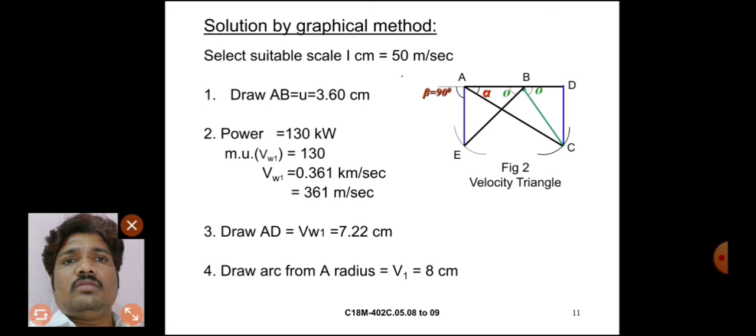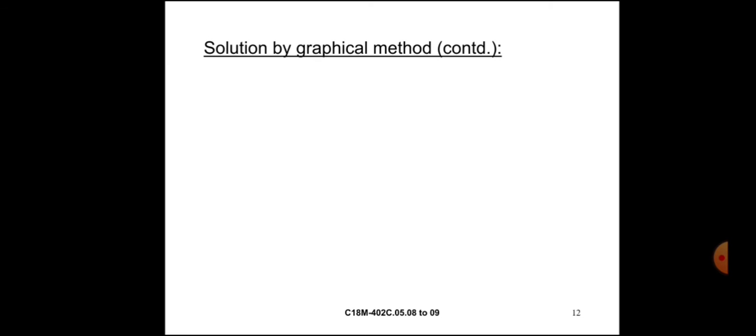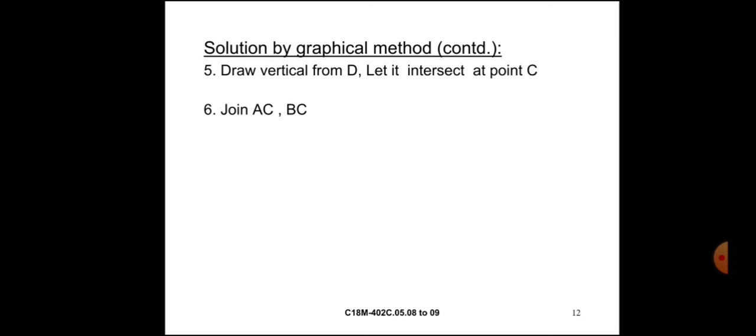Draw AD, VW1 is equal to 7.22 centimeter. Draw an arc from a radius V1 equal to 8 centimeter. This is the velocity triangle. Solution by graphical method. Fifth point, draw a vertical from D. Let it intersect at point C. Join AC and BC as shown in this figure. Then VR2 is equal to K into AC, 4.5 centimeter.